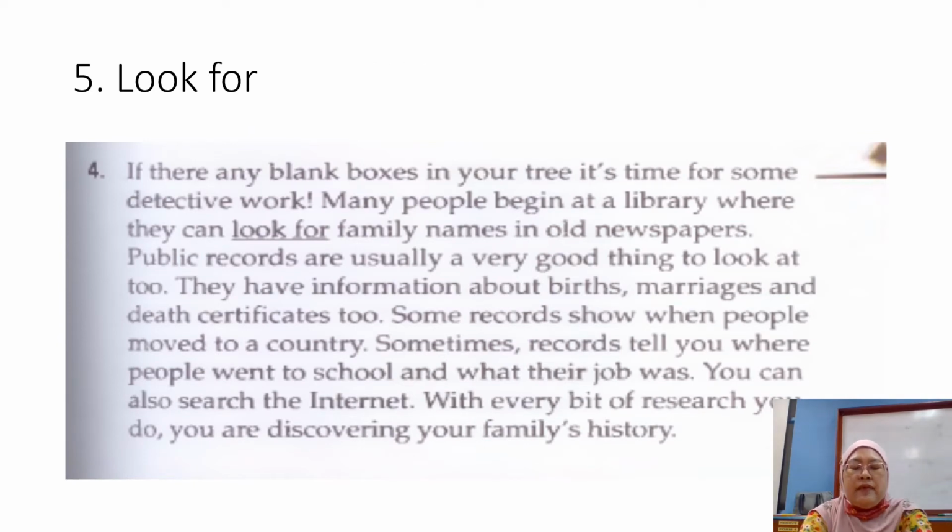The next paragraph, look for. Many people begin at a library where they can look for many family names in old newspapers. Okay, look for the information, look for the family names, look for the family's history. So it has the same meaning as the word find out.